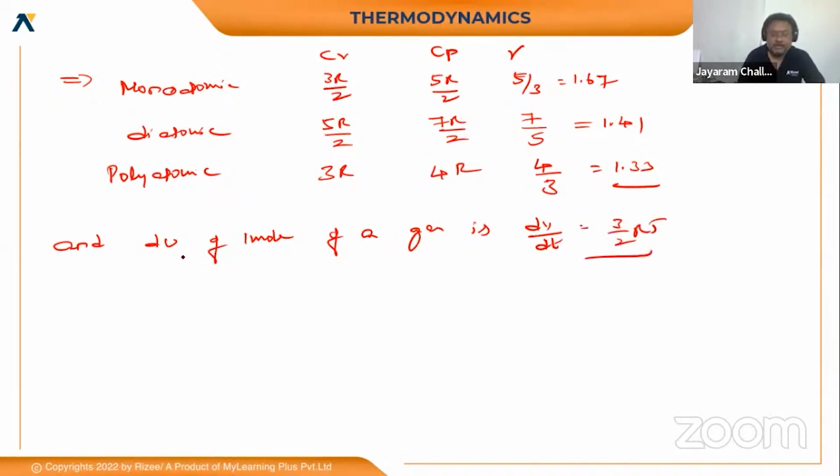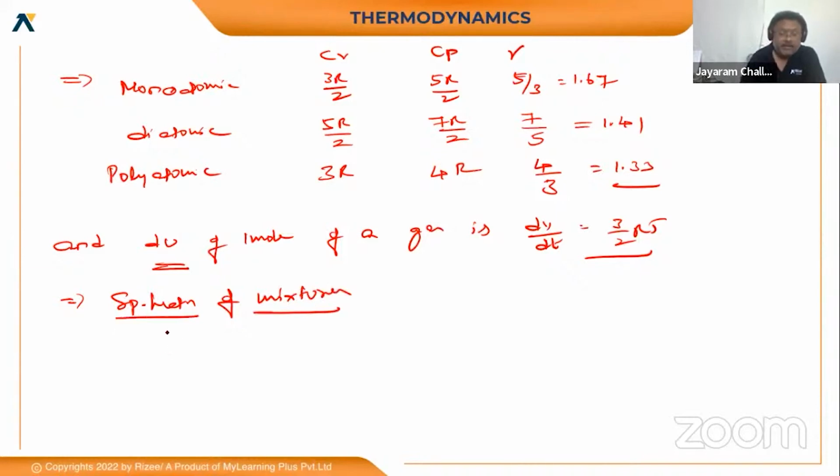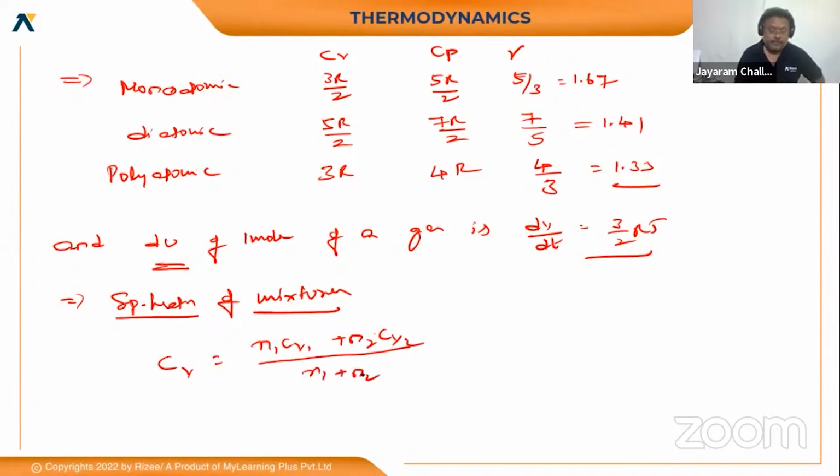So this is the dU relationship. Now, going further, specific heats of mixtures. When you mix two different gases, you can mix two monoatomic gases, or a mono and a diatomic gas. In that case, Cv is equal to N1 Cv1 plus N2 Cv2 by N1 plus N2.